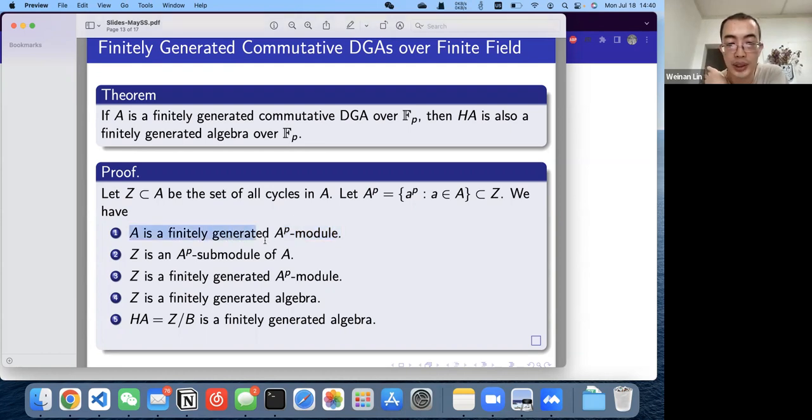So it's doable. Basically, you have to make a choice of the generator for the module, for the AP module. You can pick all kinds of small monomials where the exponents are all small. That can be the generator for the A. And then you can figure out the module structure of A over AP.